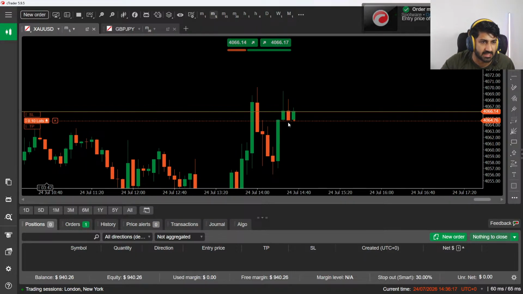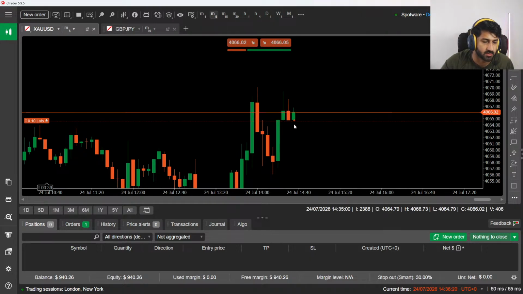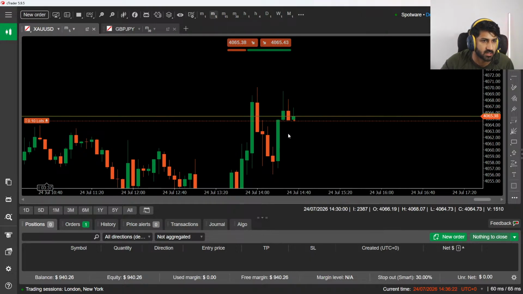So if price continues to break below this area, then there's a higher probability for it to continue to push down.